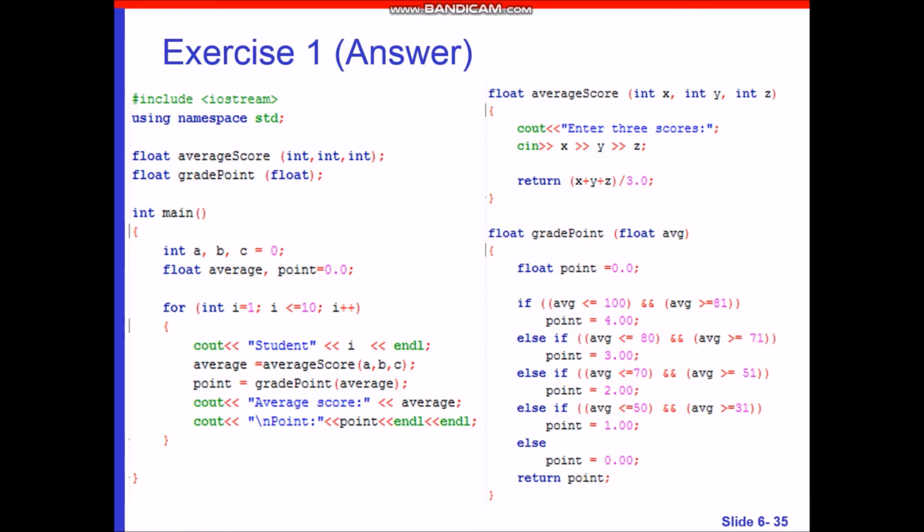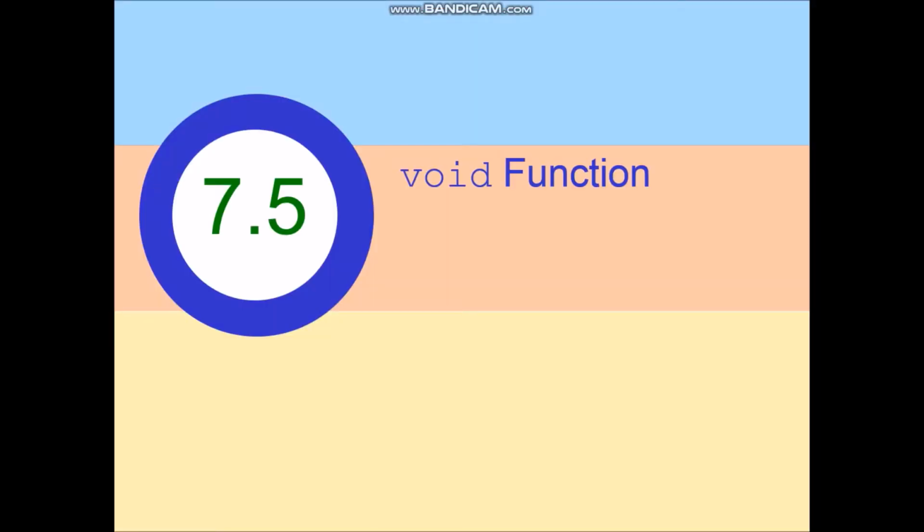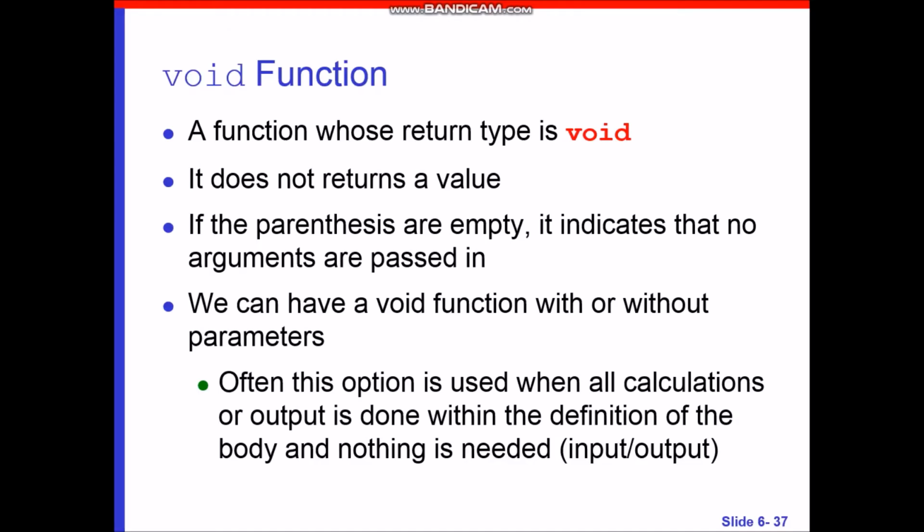So that's for our previous exercise. So for today, I will cover the second example of the types of function, which is void function. Okay, for your information, there are two types of function, which are the value returning function and also void function. So what is a void function? So void function is a function whose return type is void.